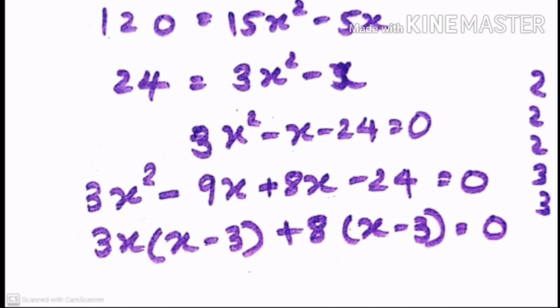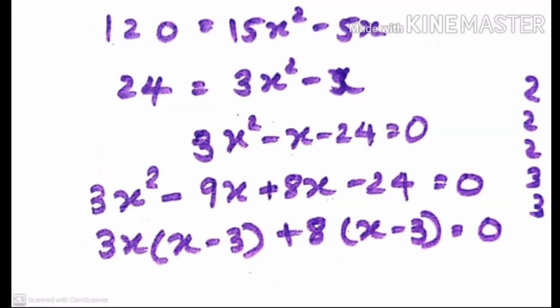Now as a middle term I get minus 1. So I used minus 9x plus 8x in the middle term. So the equation I wrote here is 3x square minus 9x plus 8x minus 24 is equal to 0. Now taking common from the first two terms and the other two terms, 3x into x minus 3 plus 8 into x minus 3 is equal to 0. Now on the right hand side it is 0.